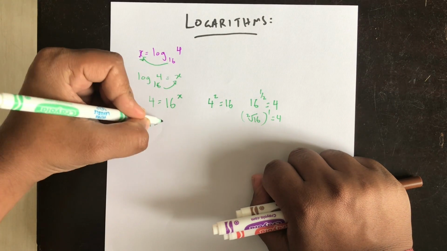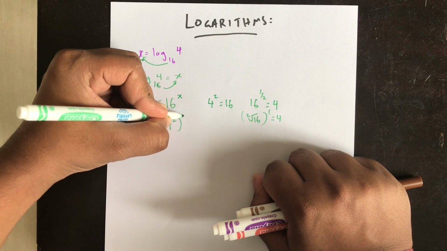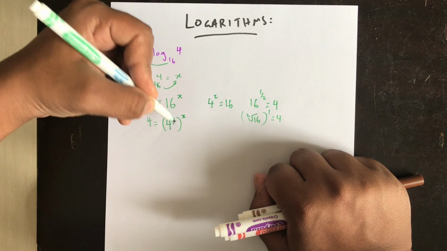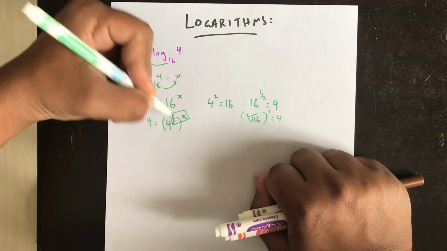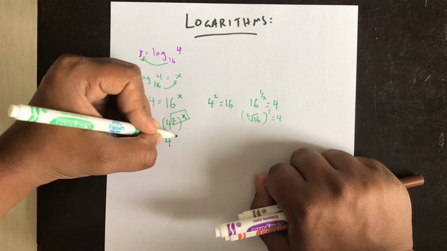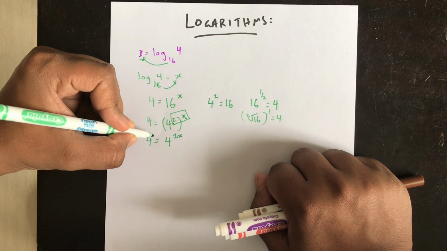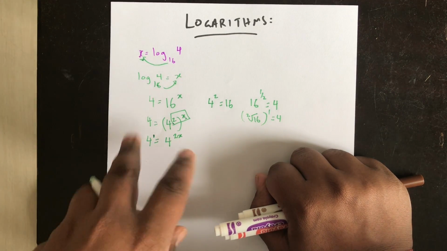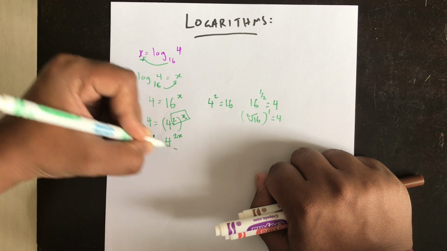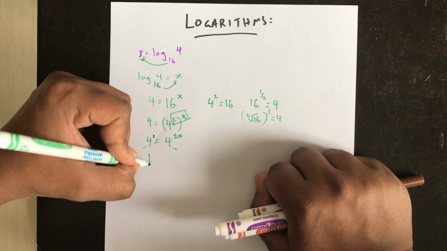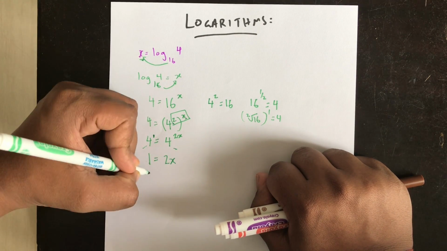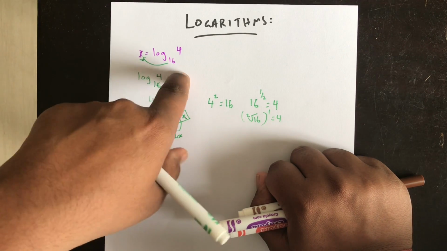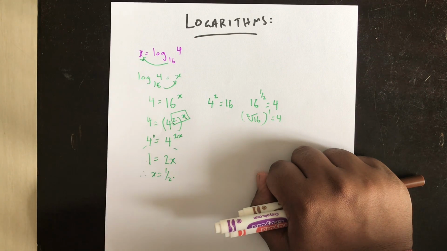So 4 is equal to 4 to the power of 2 power x. Another formula which we had learned is, if you have a power raised to another power, then you have to multiply the powers out. So 4 is equal to 4 to the power of 2x. This is the same as 4 power 1, because 4 power 1 is just 4. By comparing the two sides of the equation, since the bases of the exponents are the same, I can have 1 is equal to 2x. Therefore x is equal to a half. So log 4 to the base of 16 is actually equal to a half.